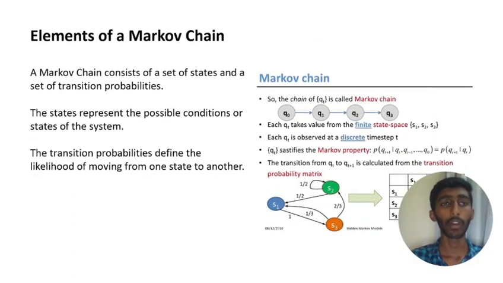What are the elements of Markov chain? Markov chain consists of a set of states and a set of transition probabilities. The states represent the possible conditions or states of the system. The transition probability defines the likelihood of moving from one state to another state.